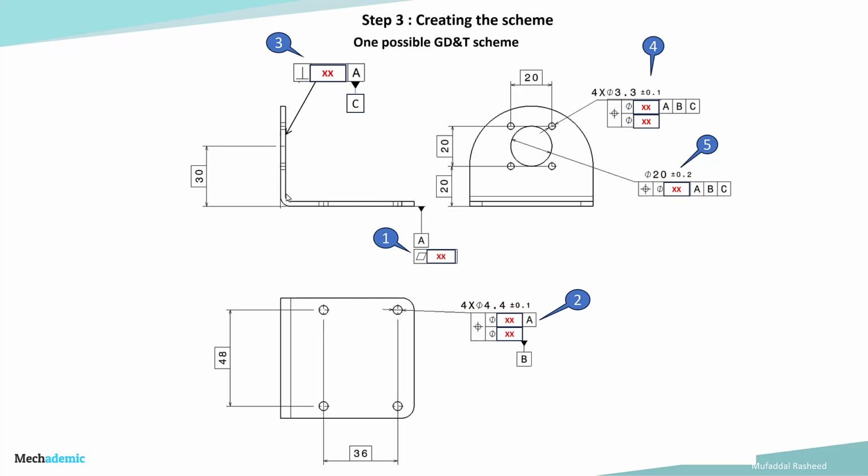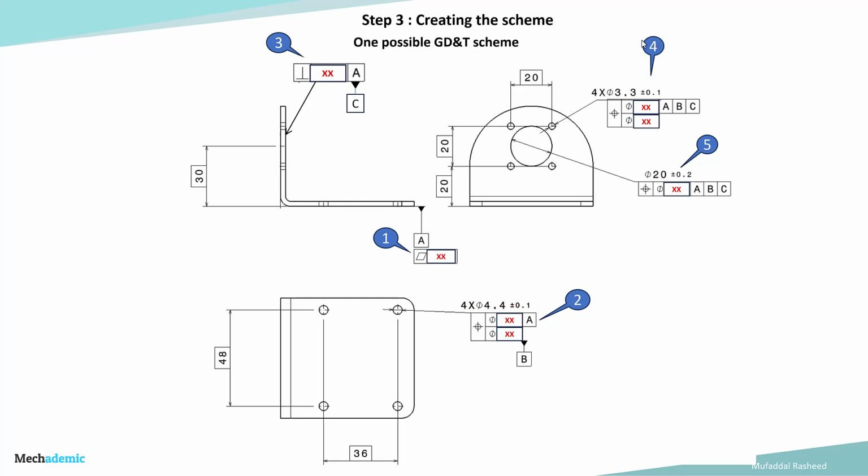That controls the orientation of the motor with respect to the base surface, and this is tertiary datum C. This is the third feature control frame. And then we have position control of the center hole and the 4 mounting holes of the motor. There are 2 feature control frames, 4 and 5. Both are position control frames.